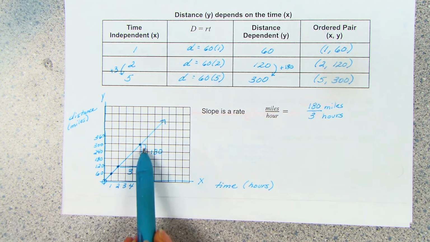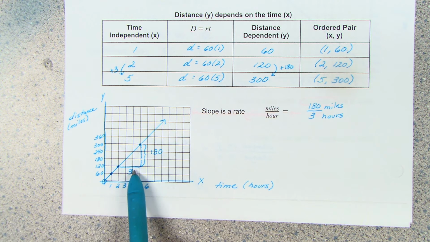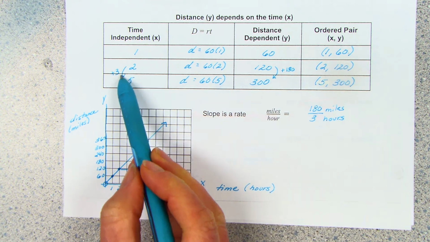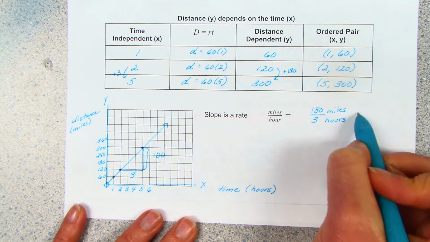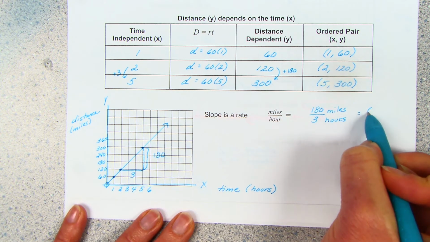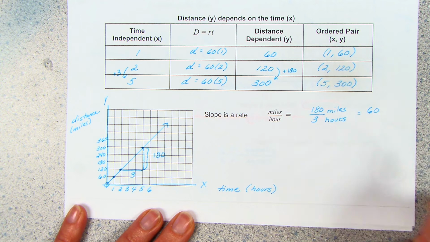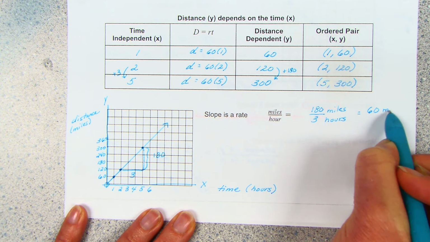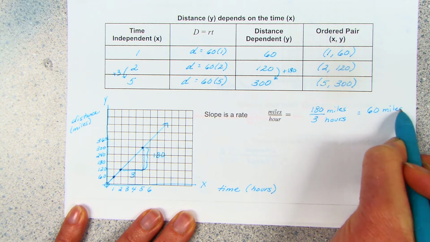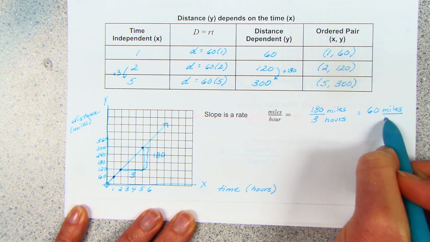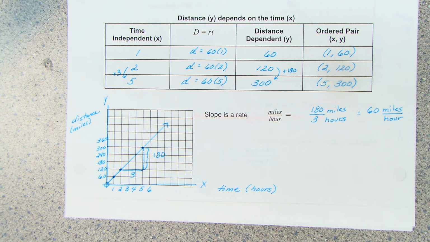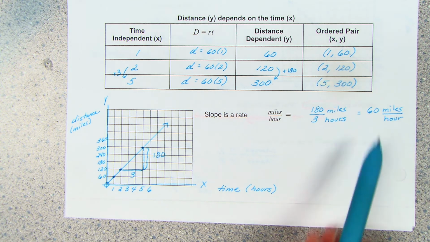So I'm going 180 miles in 3 hours, a change of 180 and 3. And if I simplify that fraction, 3 goes into 180 60 times. So I have 60 miles per hour. And that's my rate. Okay. All slopes are rates. A slope will always be a rate.